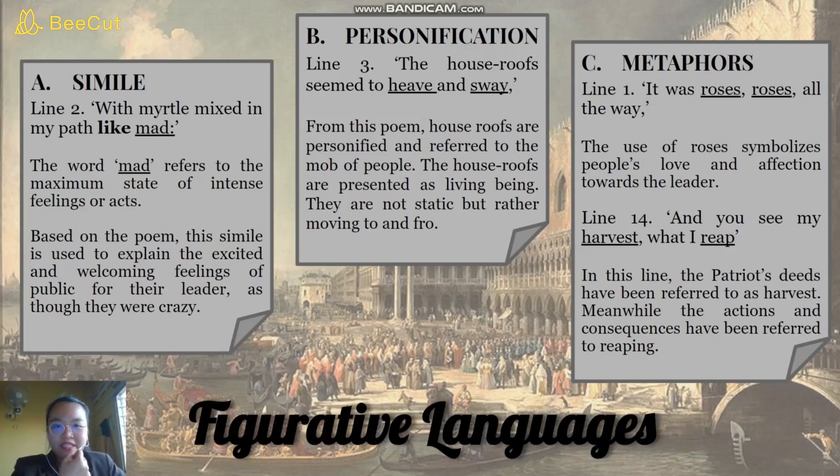Heave and sway is an action that only humans can produce, but here it is used on house roofs. It gives us a view where people are all around, excited, climbing over each other, and it seems like the house is all moving, because everyone is so excited to welcome their leader.